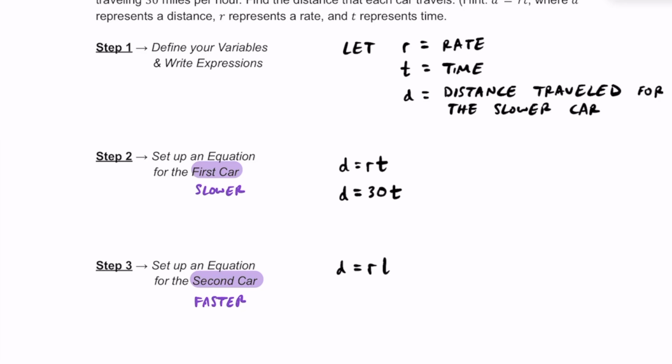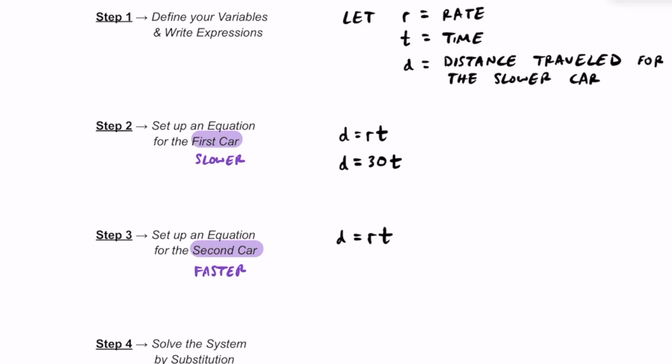Distance is equal to rate times time. Do we know the distance traveled for this one? Well, the distance traveled for the faster car is going to be whatever the slower car did plus 15 more miles. So we're going to have D plus 15, just because it's traveling 15 miles further. And it's going to be 50 miles per hour.